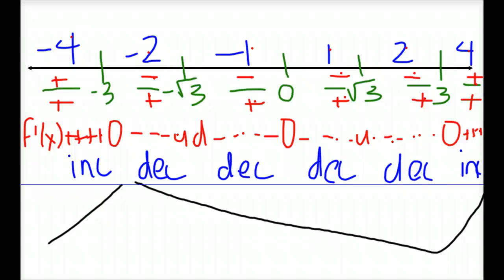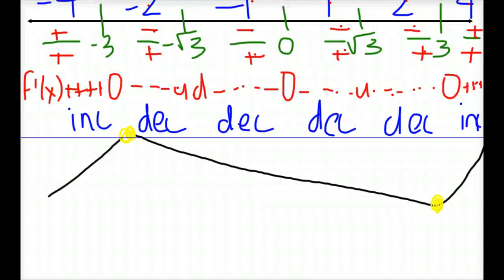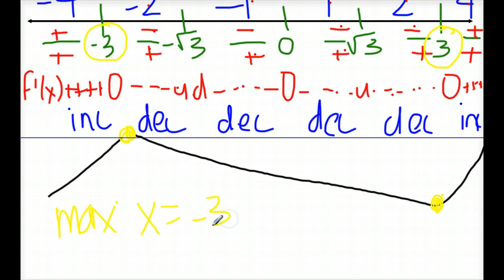This point right here is a high point. This point right here is a low point. So let's go ahead and do this. This is happening when x is equal to negative 3. This is happening when x is equal to positive 3. So my maximum is when x is equal to negative 3. My minimum is when x is equal to positive 3. And there's your answer.